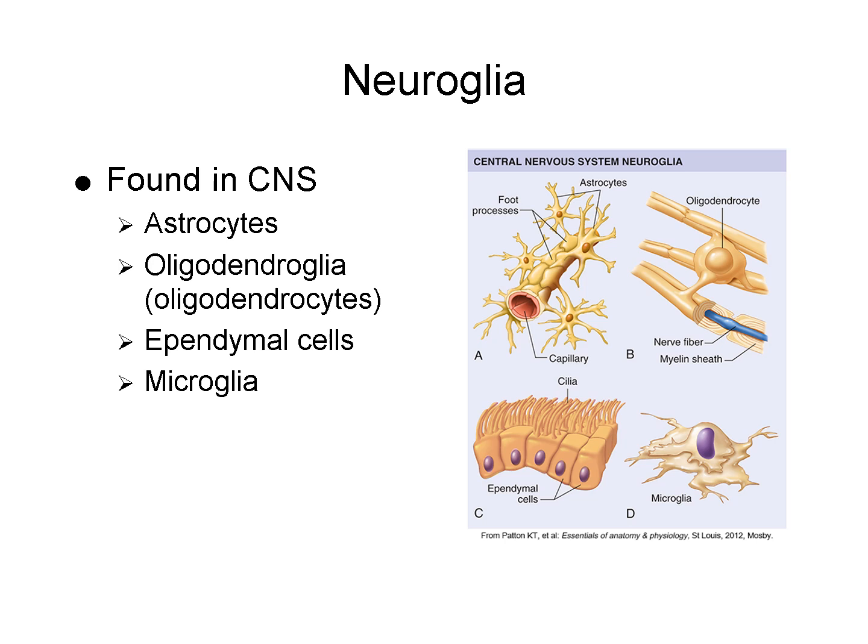In the CNS, there are several types of neuroglial cells. Astrocytes help maintain the blood-brain barrier and regulate nutrients. Oligodendrocytes produce the myelin sheath around CNS neurons. Ependymal cells line the ventricles and produce cerebrospinal fluid, while microglia act as immune defense cells within the CNS.